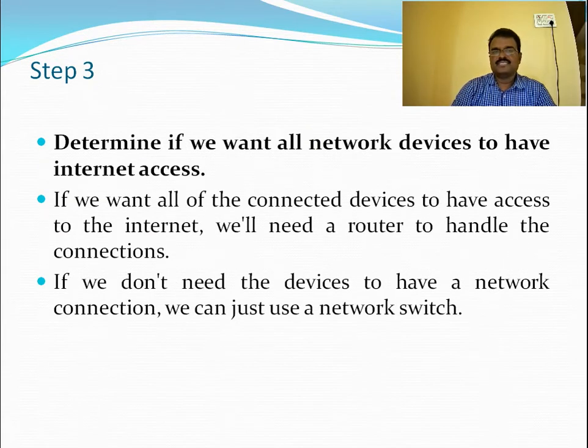So next step is determine if we want all network devices to have internet access. As we have already discussed, we can establish a LAN without internet access, or establish a LAN with internet access. So we have to determine if we want all network devices to have internet access. If we want all of the connected devices to have access to the internet, we will need a router to handle their connections. If we do not need the devices to have an internet connection, we can just use a network switch.